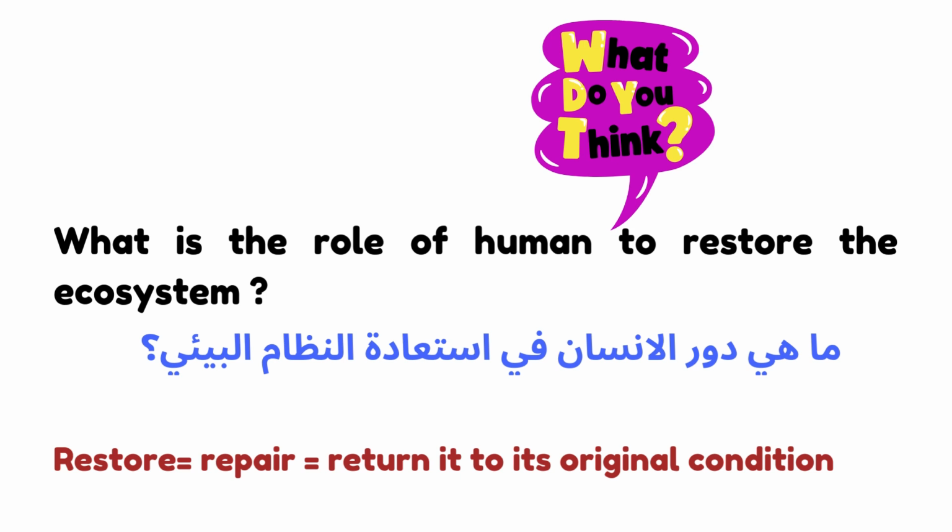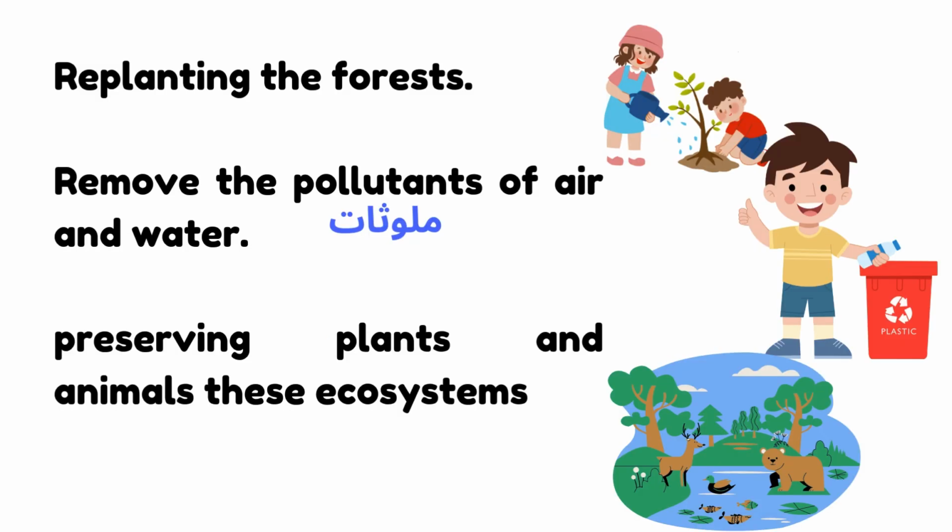So what is the role of humans to restore the ecosystem? Or the meaning of restore? To repair or to return it to its original condition, okay, without changes. Okay, so to restore the ecosystem we can do what? Replanting the forests, to plant the forests again, okay, remove the pollutants of air and water, okay, and preserving, which means protecting, the plants and animals in this ecosystem.